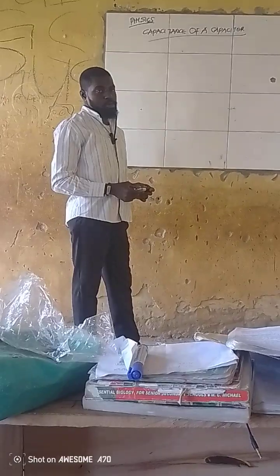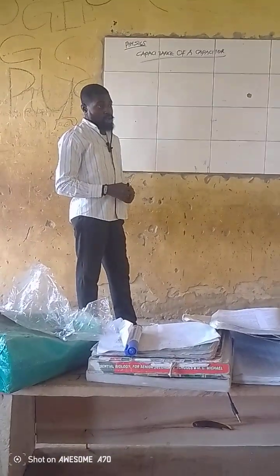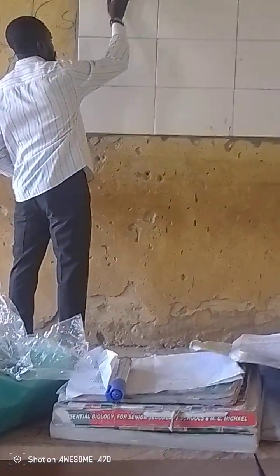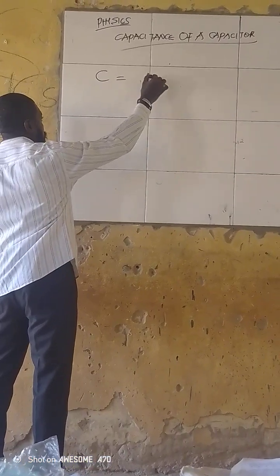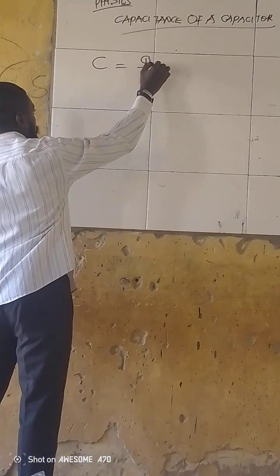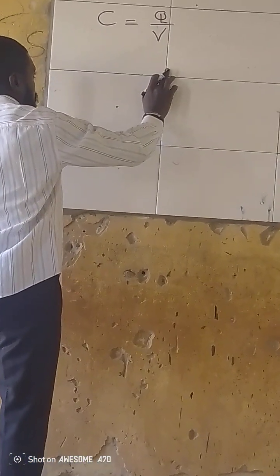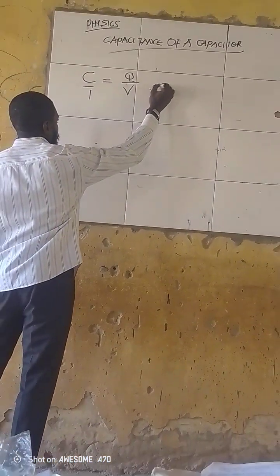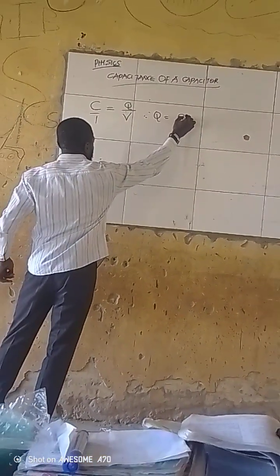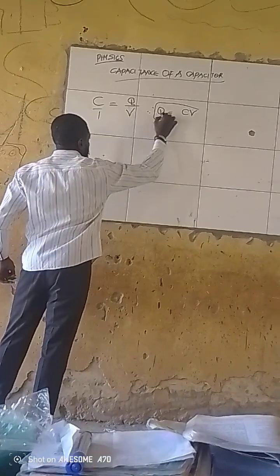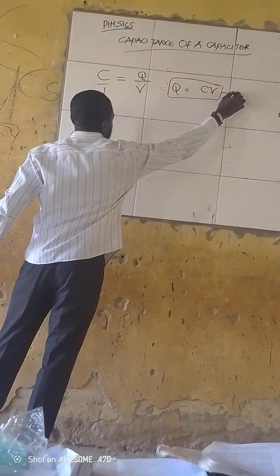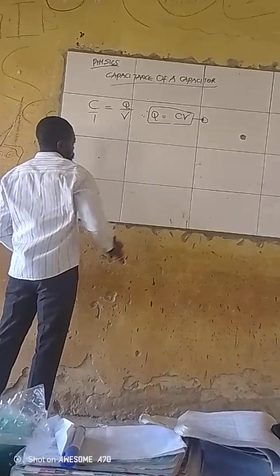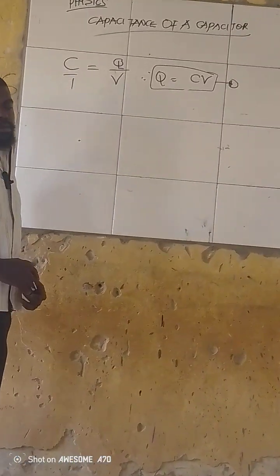Students, look up here. I want to prove a formula. The capacitance of a capacitor C is the ratio of charge to V. Over 1, I cross multiply. Therefore, my Q is now equal to CV. This is a very important formula in physics. Write it.